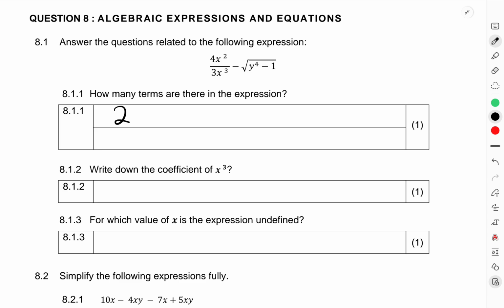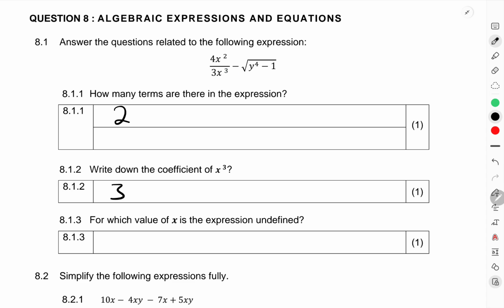Write down the coefficient of x to the power of 3. Coefficient of x to the power of 3. Go to x to the power of 3, right? Remove that x to the power of 3. Hide that x to the power of 3. Now, after hiding that x to the power of 3, what number is left over there? It is 3, meaning the coefficient of x to the power of 3 is 3.